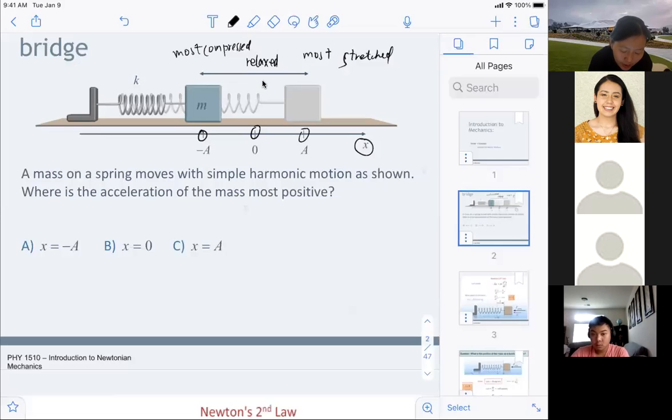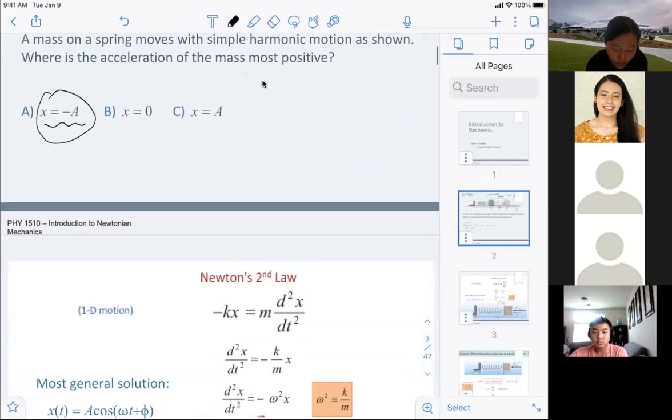Right, yes, very good. No force in the middle. And here, the force will be pushing to the left, giving you an acceleration to the left. Here, the force will try to push you out, and that's to the right, which is in our positive direction. So that will give you the most positive acceleration, because the only force acting on the mass that gives the acceleration is the spring force.